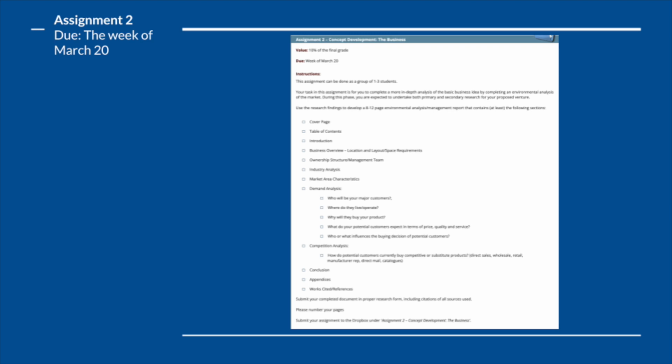I want to see a cover page, table of contents, introductions, business overview, ownership and management team, an industry analysis, what is going on out there, market area characteristics for your location, what does it look like, your demand analysis, your competition analysis, conclusion, and appendices. So effectively, this is fleshing out much more completely what you did in the first assignment. So it just builds on top. It's due on March 20th.